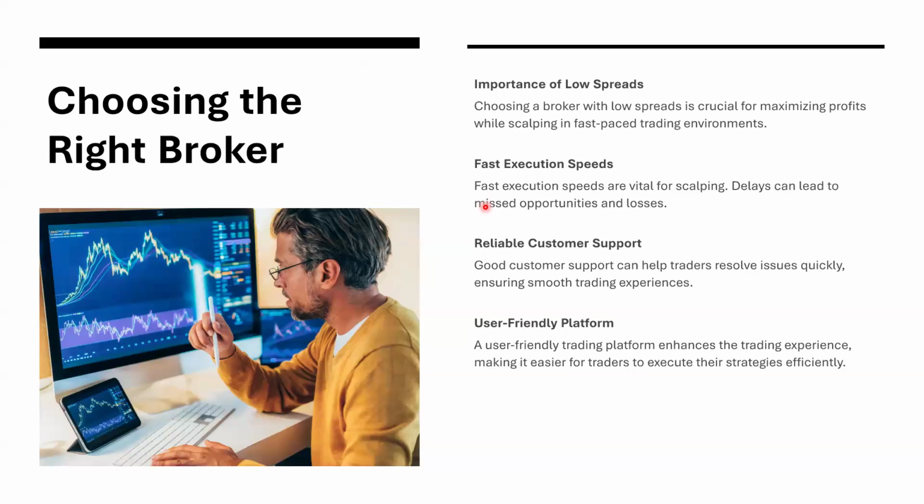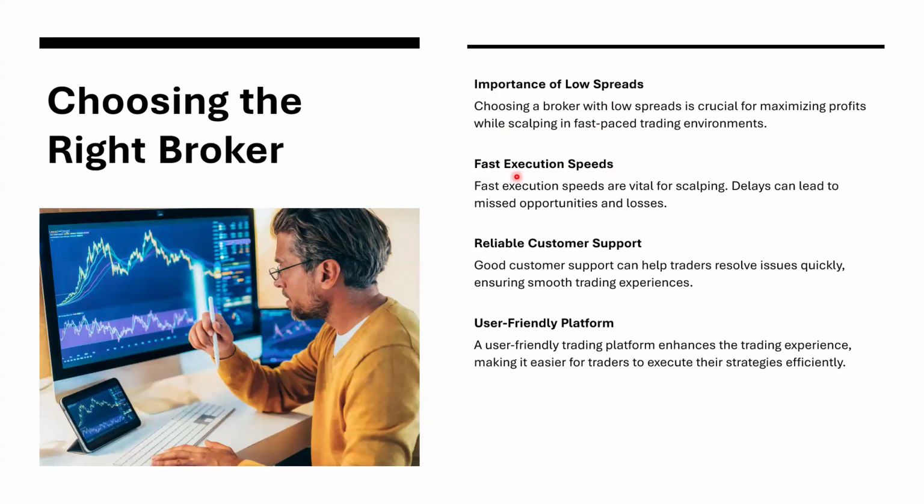When you want to set up yourself for scalping, you know what the things are. Importance of low spread. Choosing a broker with a low spread is crucial for maximizing profits while scalping in a fast-paced trading environment. Because if you don't have a low spread from your broker, then you automatically know that you might be losing more while you are trading with them. You've also got to have fast execution speed. You are dealing with high speed, so low spread is very important. If you are choosing a broker, it must have a very low spread for EUR/USD.